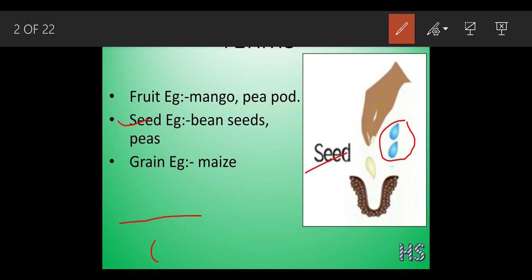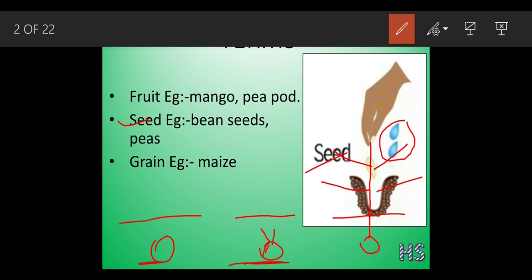Suppose this is a seed sown inside the soil. After a few days, that seed will start to germinate. When it has germinated perfectly, it will form a plant like this. So this was a seed, this was the germination condition, and this was the formation of a plant. How did this plant get formed? This plant got formed due to the seed only. So what is so special in this seed? Let's understand.